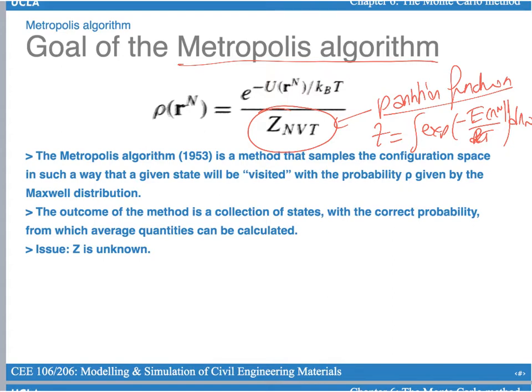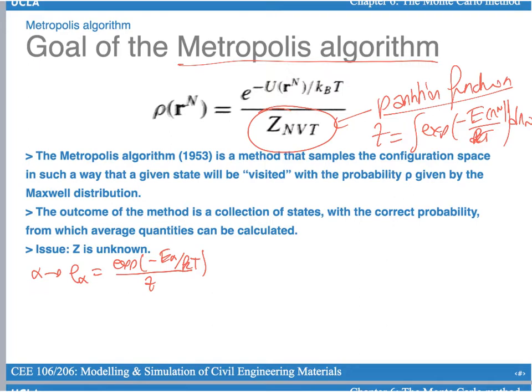So this is based on the idea that for a given configuration alpha, you can calculate the probability of being in this configuration alpha. This probability is given by exponential minus the energy of the configuration alpha divided by kT, divided by the partition function. The partition function is a constant. It's just the sum of all those exponentials over all the configurations.